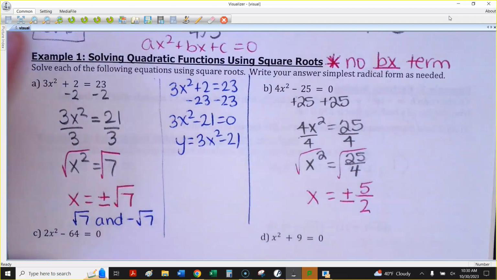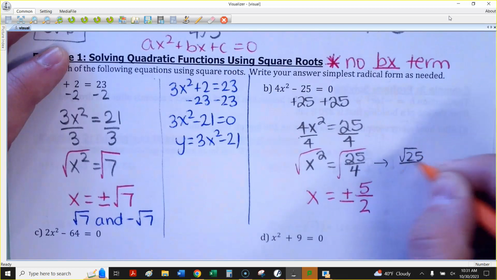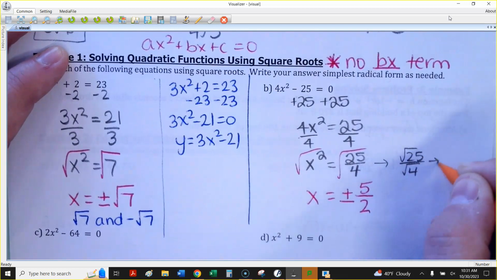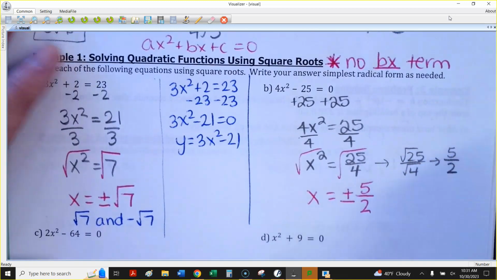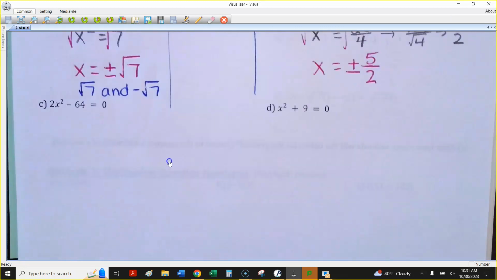Whenever you have the square root of a fraction, you can take the square root of the top and the bottom separately. So that's where I'm getting the 5: it's the square root of 25, and 2 is the square root of 4. So if you see something like that, it might be easier to just go ahead and leave it as a fraction and then take the square root of the top and bottom separately.